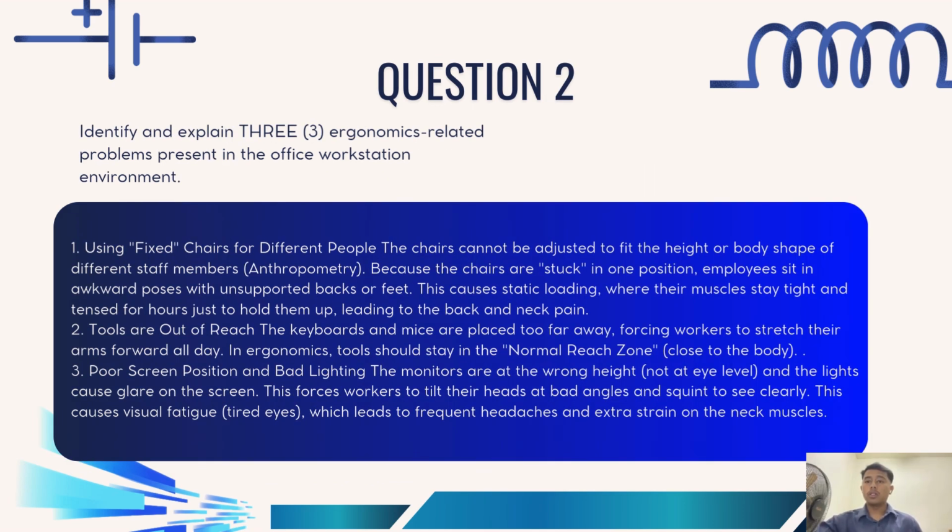Next, we go to question 2, which is to identify and explain 3 ergonomics-related problems present in the office workstation environment. The answer for question 2, the first point, is using fixed chairs for different people. The chairs cannot be adjusted to fit the height or body shape of different staff members because the chairs are stuck in one position, so the employees sit in awkward postures with unsupported back or feet. This causes static loading, where their muscles stay tight and tense for hours just to hold them up, which would lead to back and neck pain.